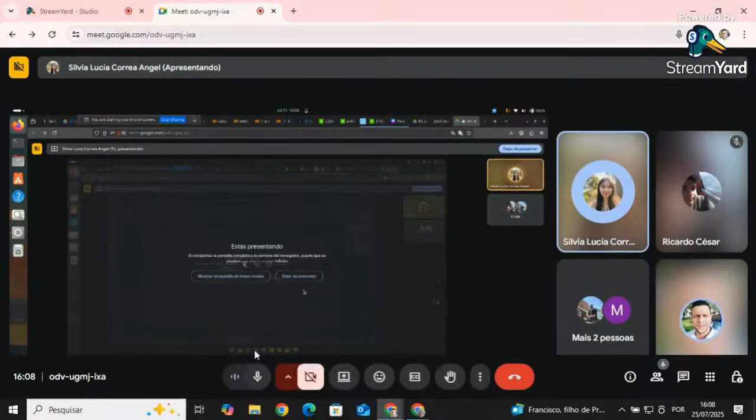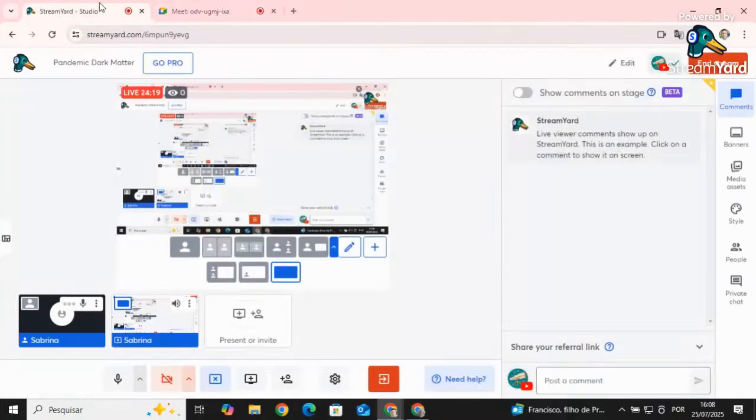I already didn't put the mask. Because here on this computer, I don't know why, the camera is not recognized, as you can see. So sorry for that.